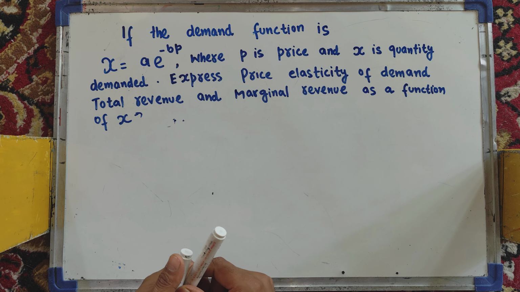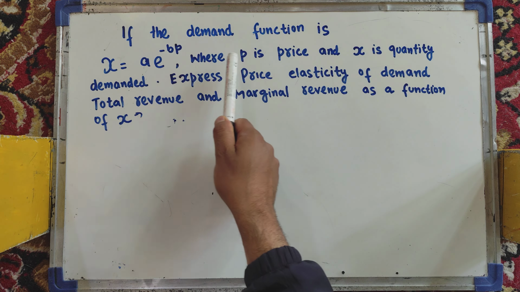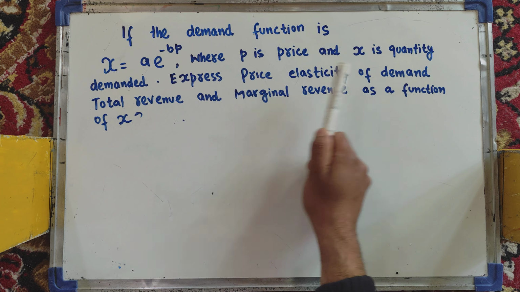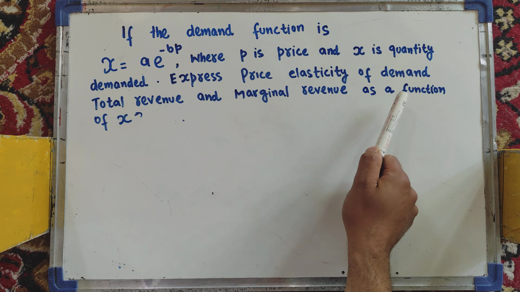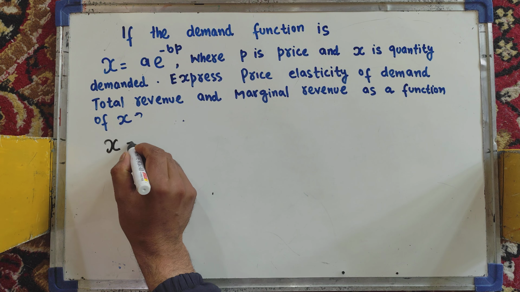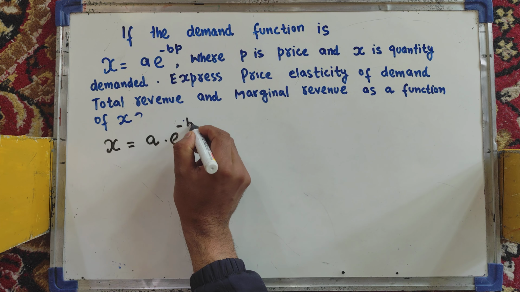Let us solve an interesting question on price elasticity of demand. The question is, if the demand function is x equals a times e raised to the power negative bp, where p is the price and x is the quantity demanded, find the price elasticity of demand, total revenue and marginal revenue as a function of x. So we have the demand function, quantity demanded is equal to a times e raised to the power negative bp.